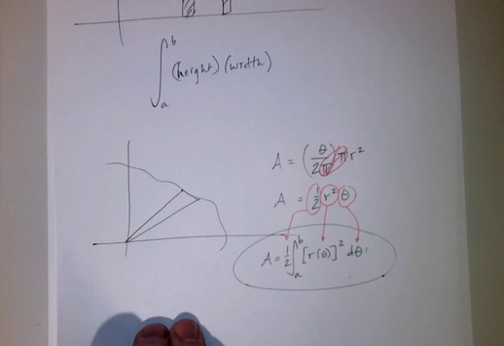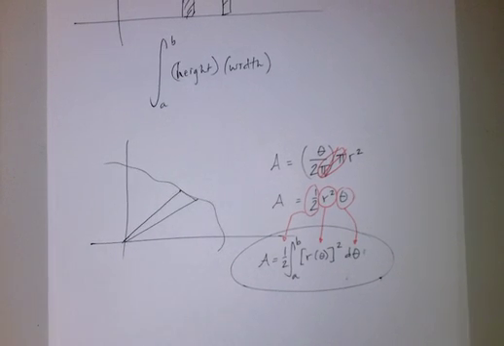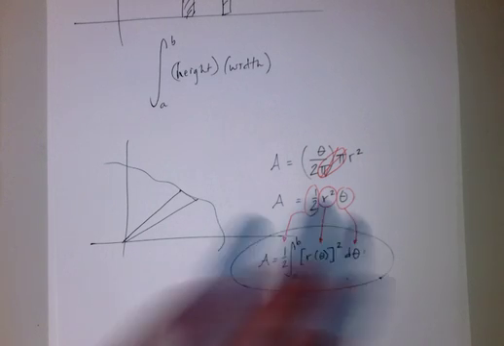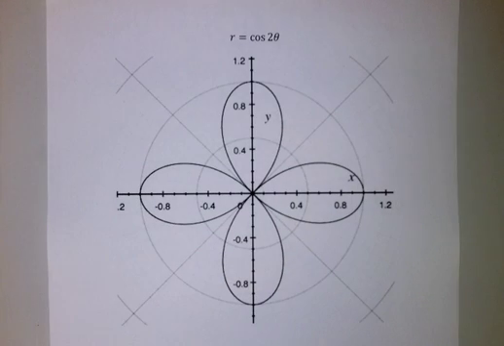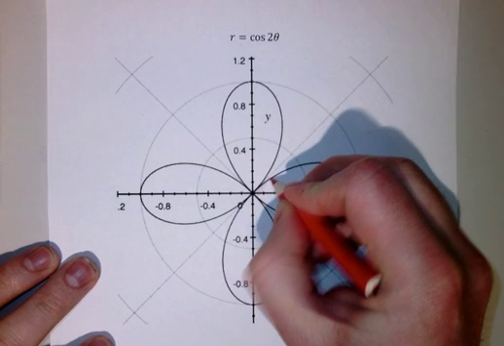Okay, so that's kind of nice. Let's go ahead and actually deal with an example. I have a couple of printouts here that I've made, and we're going to use those. If I feel like I need different ones, then I'll figure that out between now and the time that I start the second video. So this is r equals cosine 2 theta. Let's say that I want to find the area of one petal.